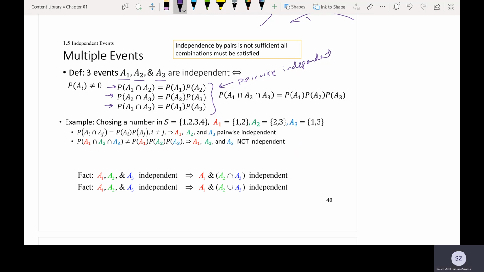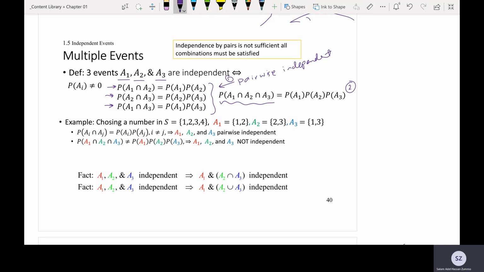And not only that, you need to verify a second condition, which is that the probability of A1 intersect A2 intersect A3 should be equal to the product of the individual probabilities. So first of all, they must be pairwise independent. Second, they need to satisfy this triple condition as well.